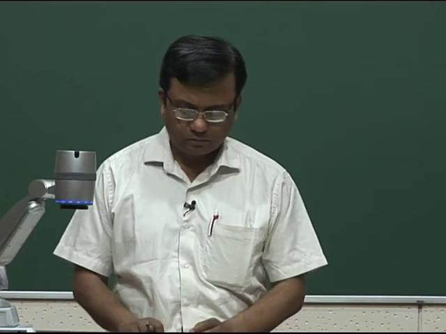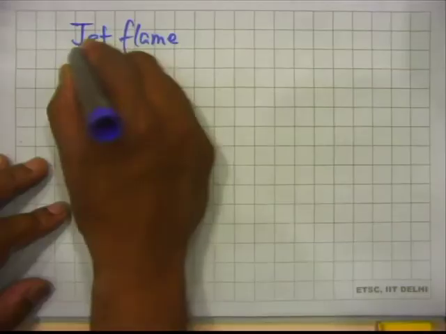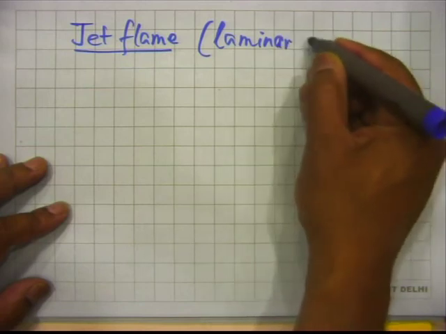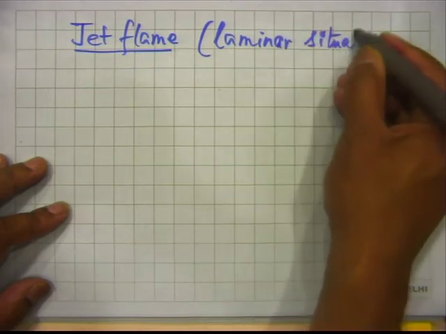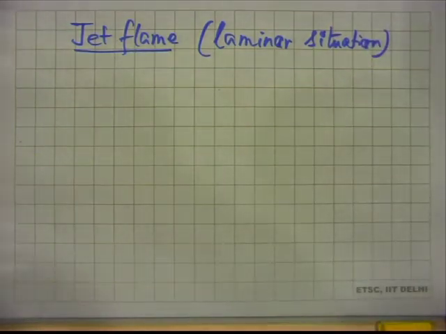Now, we will have to go to finally the jet flame. And when we are talking about jet flame, we are talking about a laminar situation, of course. And so, what is a flame? The flame surface is the locus of the points where the equivalence ratio equals unity.